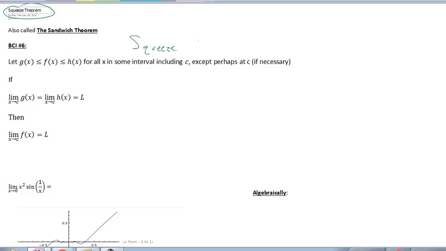So, this is our squeeze theorem. And keep that in mind. The word in this case is actually appropriate for what the theorem does, which isn't always the case in mathematics. But this idea of squeeze is exactly what gives us the answer we're looking for out of this theorem. So, we say let g of x be less than or equal to f of x, which is less than or equal to h of x, for all x in some interval including c, except perhaps at c. All right, so we're going to line three functions up in terms of height.